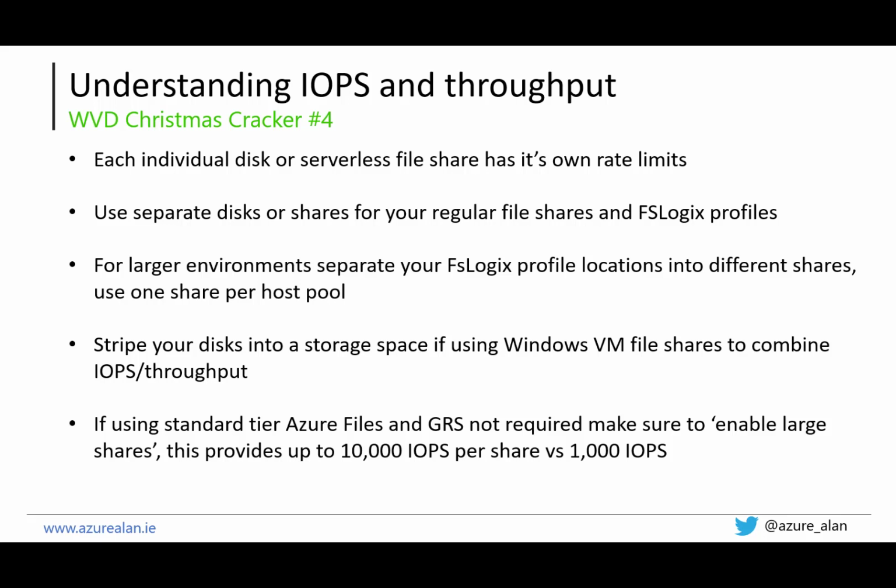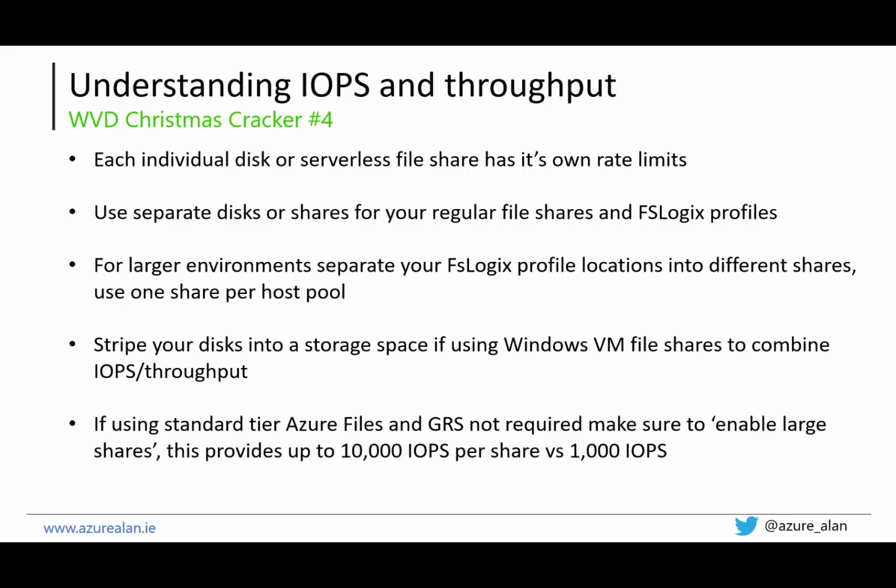For larger environments where you would have multiple host pools, again use separate file shares for those host pools, because if they're all sharing the same file share, they've all got the same amount of IOPS and throughput divided amongst the number of users. If you separate these out logically, you'll get dedicated IOPS and throughput for each file share.